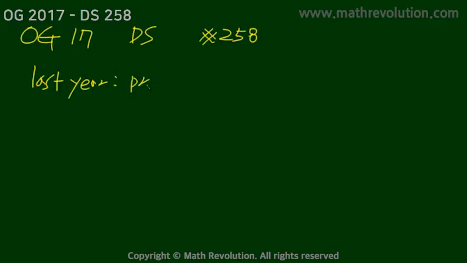Official Guide 17, DS section number 258. So in the original condition we have profit from last year, so last year's profit, and the amount donated in terms of percent, so P%.